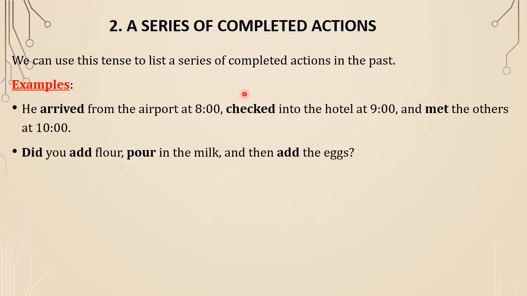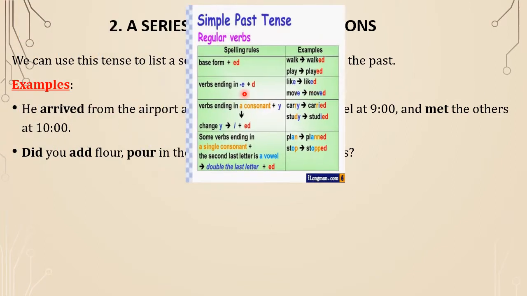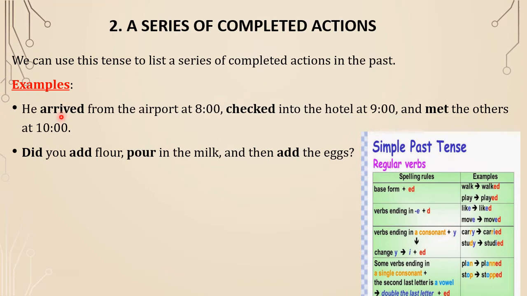You can use past tense to talk about a series of completed actions. If you just look at this, you can see that he arrived from the airport at 8, checked into the hotel, another action, and afterward met the others at 10. So a series of actions is there, which we have summed up in one sentence.